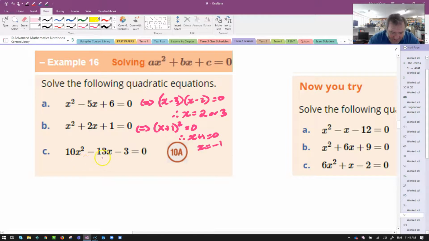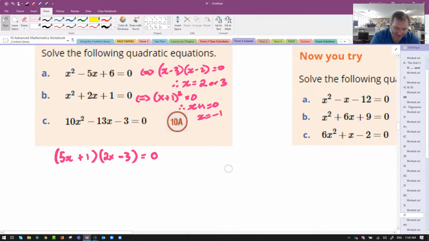Lucky last here, 10x squared minus 13x minus 3 equals 0. So you're going to have to do a little bit of inspection here, or whatever method you find best for factorising the non-monic ones. I can see this is going to be a 5x and a 2x. That's still going to give me my 10x squared. Now I want to end up with -13. So if I go -3 here, that gives me -15. The other factor of -3, if one factor is -3, is 1. 1 times 2x is +2. So you can see -15x plus 2x, -13x. So I know I've got that right.